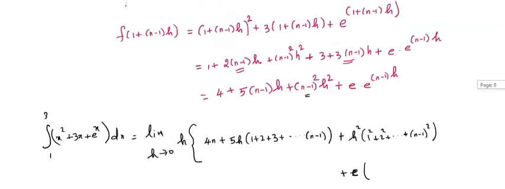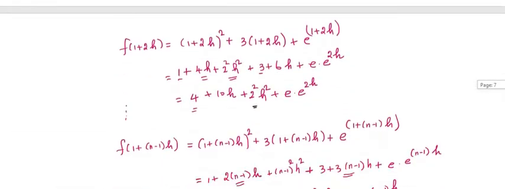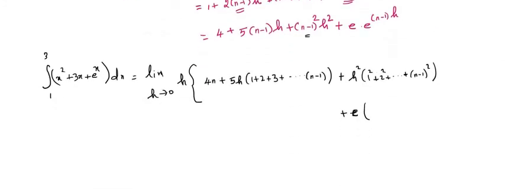Remaining we have e power 1h. The first term is e power h, here e power 2h, like this. Therefore, this is e into e power h plus e power 2h plus e power 3h, like this. The last term will be e power n minus 1h.